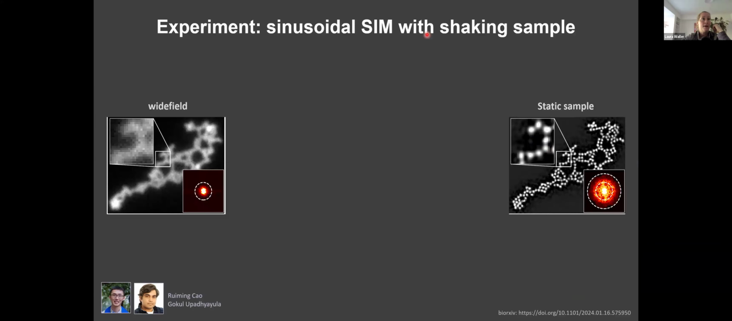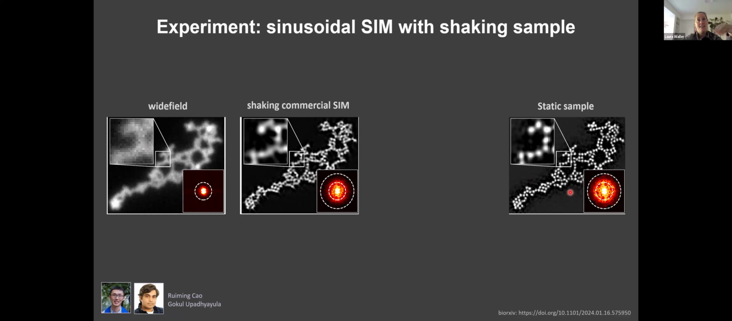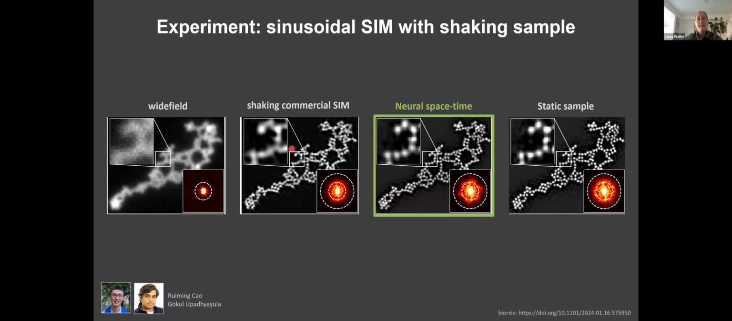This was a really nice experiment with a commercial structured illumination microscope. So this is sinusoidal structured illumination. If you just look at the wide field image, you can't resolve these beads. But if you do SIM, you can resolve all of these beads. Then what they did was they induced motion in the sample by shaking the table and taking a data set. When you shake the table and take a data set, you get motion blur and you can no longer resolve the beads. But from the same shaken table data set, our neural space-time model with these neural networks can actually resolve all of these different beads.